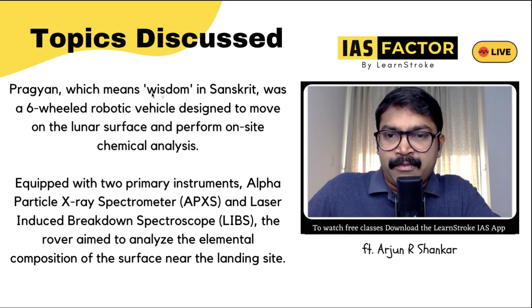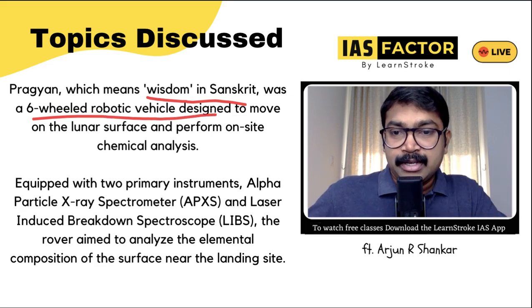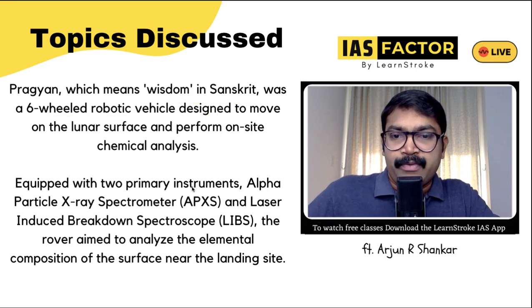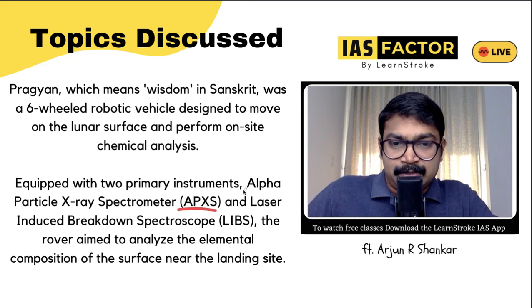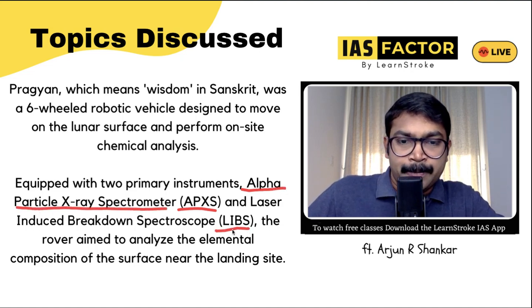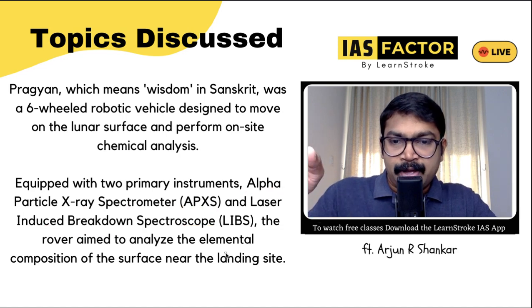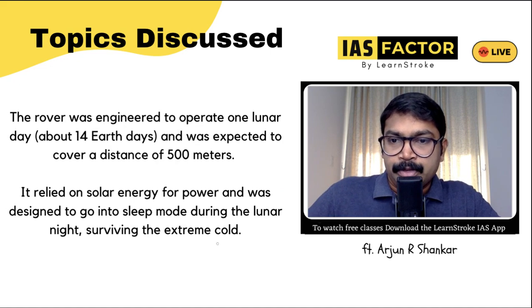So Pragyan, which means wisdom in Sanskrit, was a 6-wheeled robotic vehicle designed to move on the lunar surface and perform on-site chemical analysis. This Pragyan consists of APXS, which is very important, the alpha particle X-ray spectrometer, and LIPS, which means laser induced breakdown spectroscope. All this was actually on Pragyan. So please know about this.